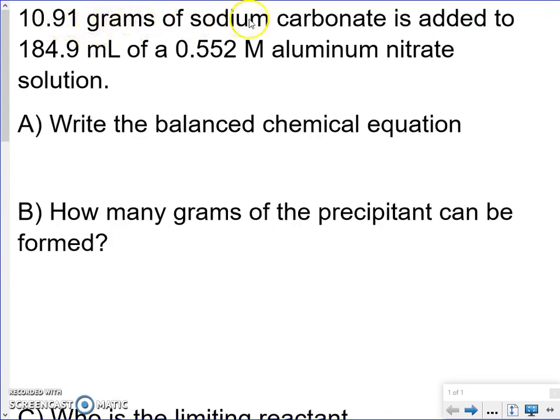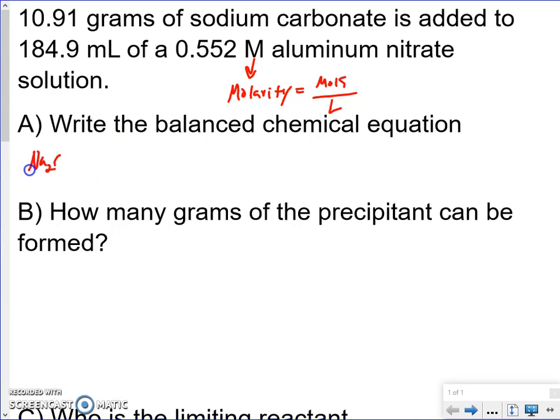We have 10.91 grams of sodium carbonate being added to 184.9 milliliters of 0.552 molar. Remember that capital M is molar, which is molarity, which is moles per liter. So this literally means we have 0.552 moles of aluminum nitrate per 1 liter of solution. So you have an idea what that means. It then wants us to write the balanced chemical equation. So let's go from there.